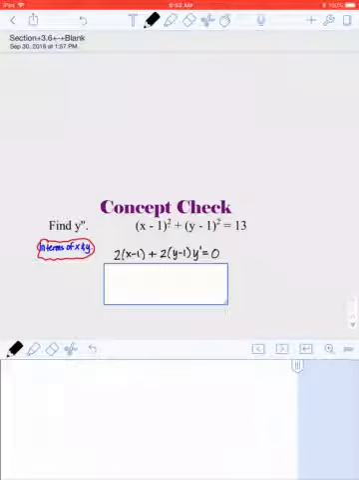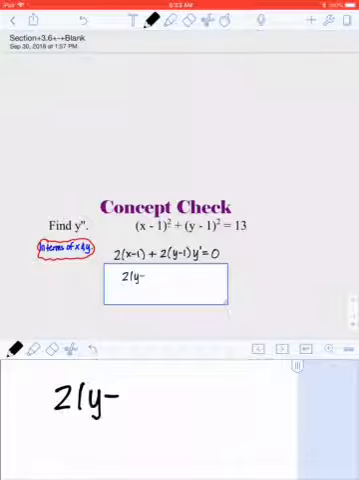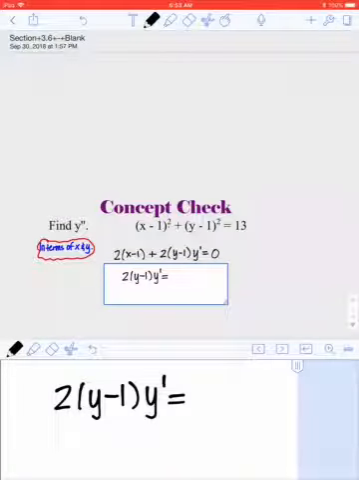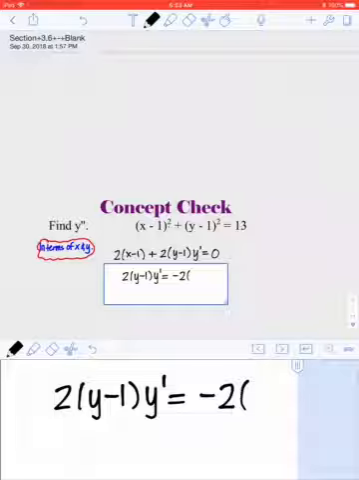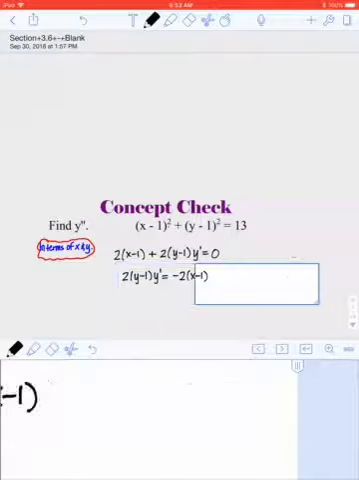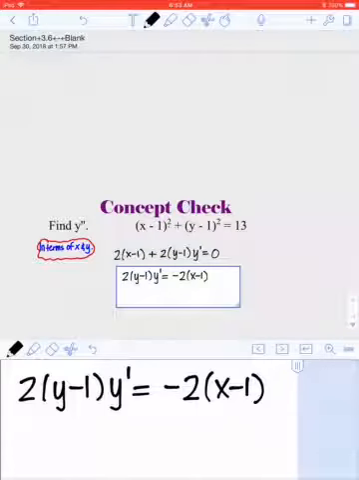Now my goal is to get y prime by itself. So I'm going to move the x stuff over to the other side, which makes that a negative 2 times the quantity x minus 1. And I'm going to go ahead and divide both sides to get y prime alone.